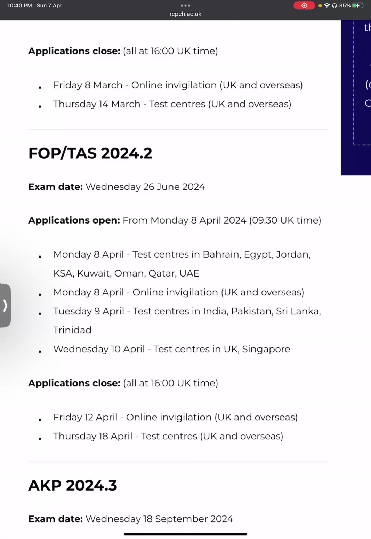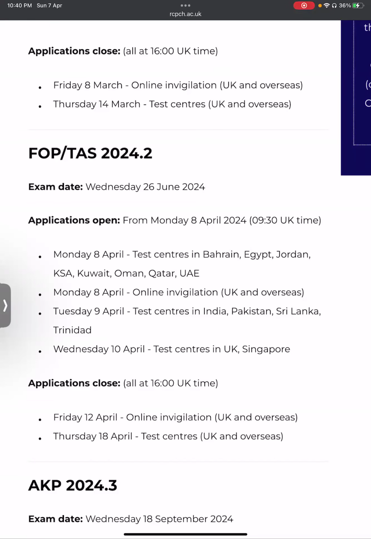Even during my FOP tasks, I could not pass the exam in one attempt. During my second attempt, when I was trying to apply, it showed not eligible. I was so worried. How come I'm not eligible? How is it possible that I'm not eligible?